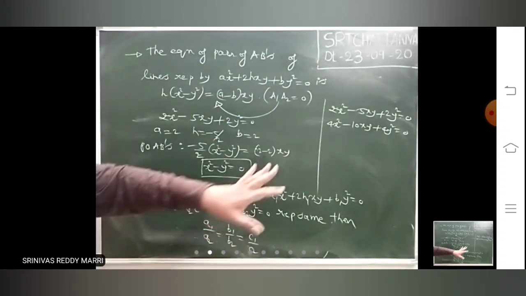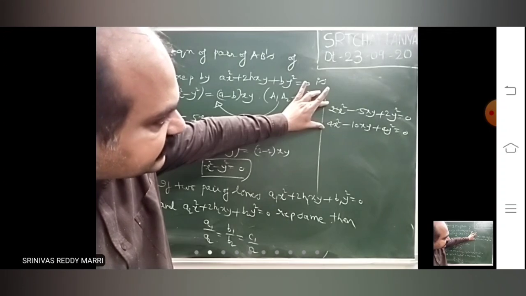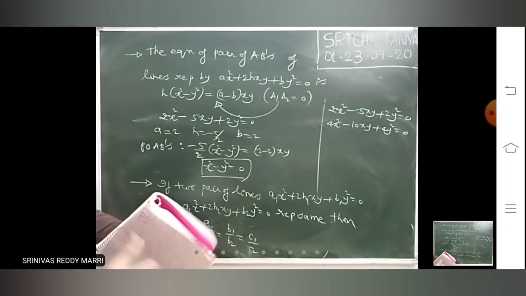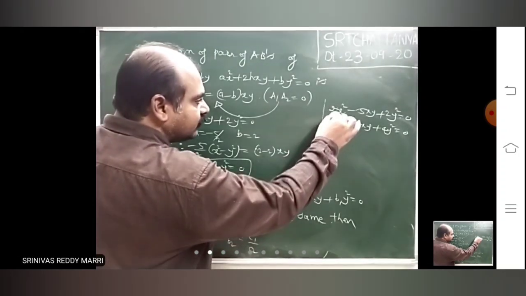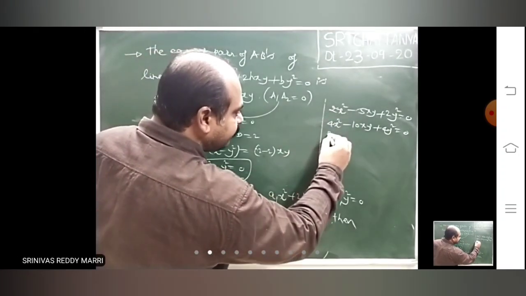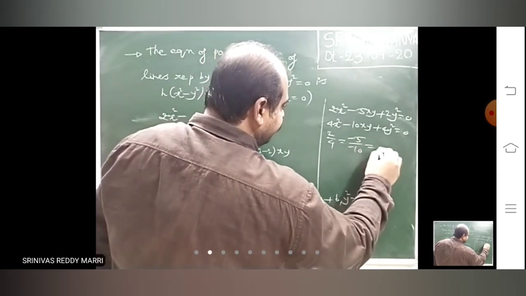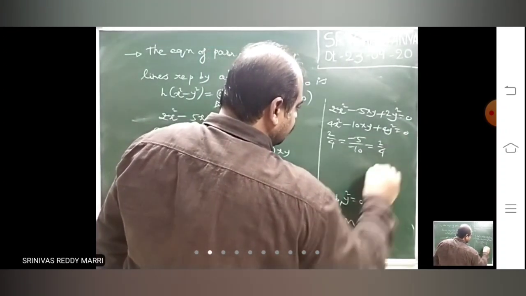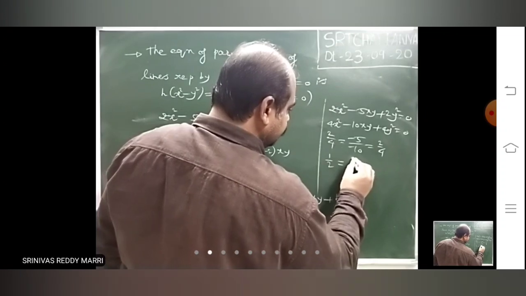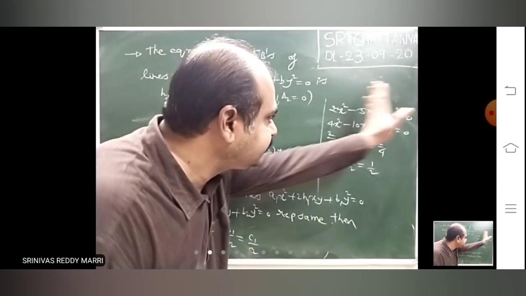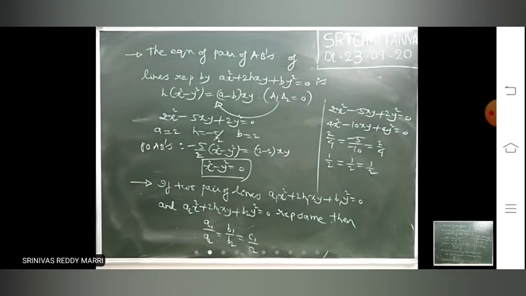Another pair of lines is like this. So this and this represent the same lines, because if you take 2 common, you will get the same thing. That means look at the ratio a1 by a2: 2 divided by 4 equals minus 5 divided by minus 10, so that means 1 by 2. The ratios will be the same. This is nothing but a constant multiple of this.